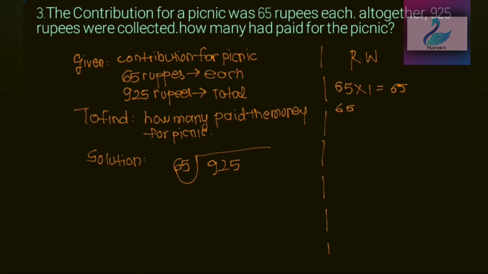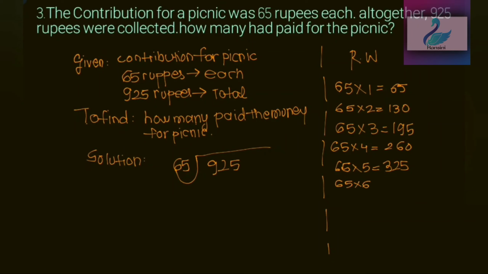In the rough work we will write the table of 65. 65 ones are 65, 65 twos are 130, 65 threes are 195, 65 fours are 260, 65 fives are 325, 65 sixes are 390, 65 sevens are 455, 65 eights are 520, 65 nines are 585, and 65 tens are 650. So now search for 925.